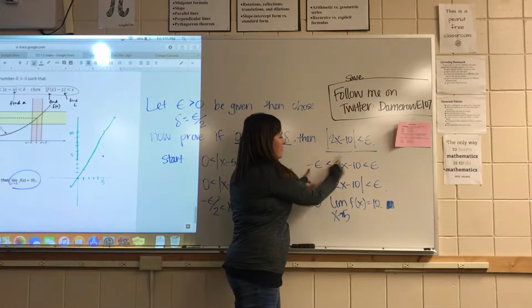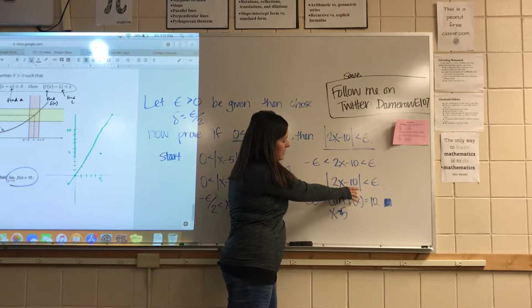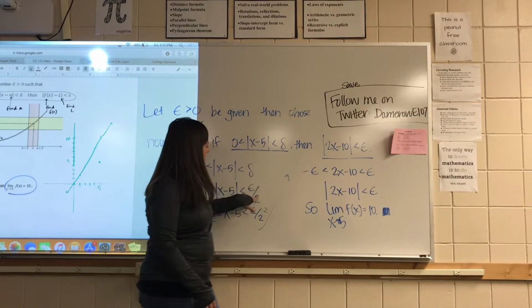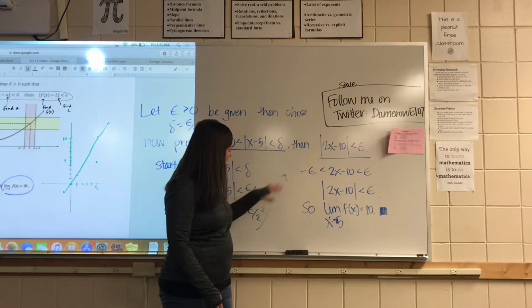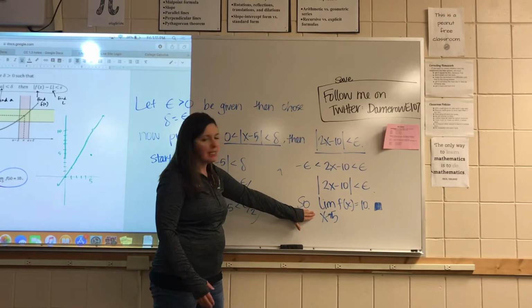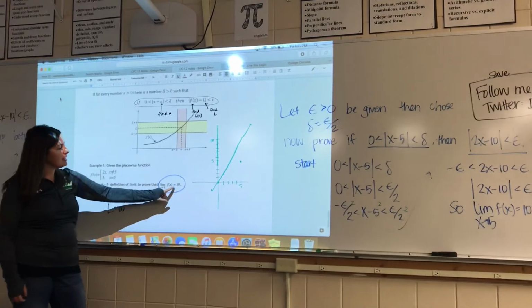So I take my negative epsilon, my positive epsilon, write it as absolute values, and that is where I was supposed to get. So if you can start with this side and you can do a substitution and you can do some algebra to turn it into this, then your limit is true, what you were trying to prove, which is that the limit equals 10.